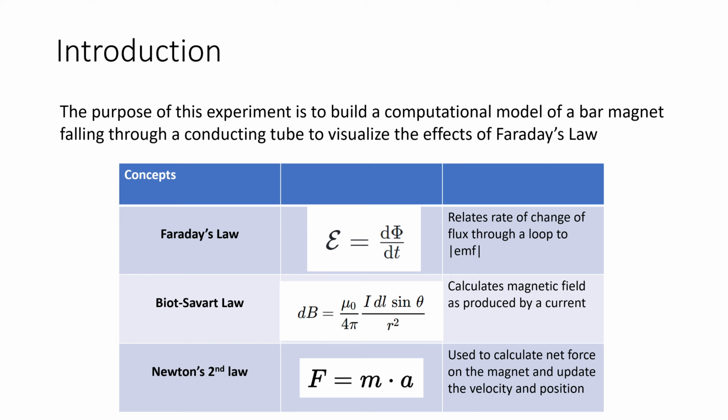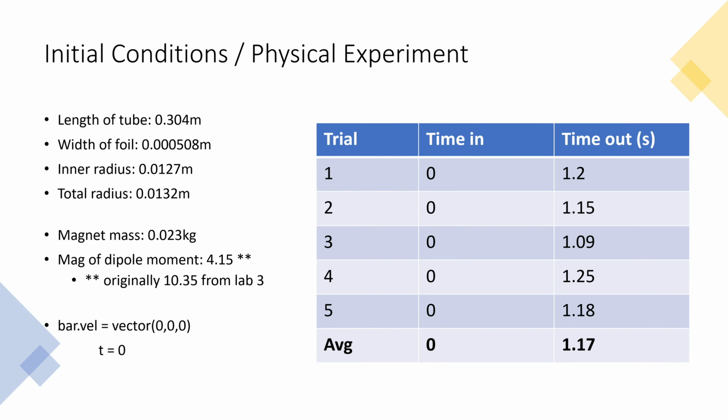The first one being Faraday's law itself, which relates the rate of change of flux through a loop to the magnitude of EMF. The Biot-Savart law will calculate the magnetic field as produced by a current, and Newton's second law will be used to calculate the net force on the magnet and update the velocity and position as the magnet falls. So in this experiment, we took a regular roll of aluminum foil and a bar magnet and recorded the amount of time it took for the bar magnet to fall through the tube. After 5 trials, the average amount of time that took was 1.17 seconds.